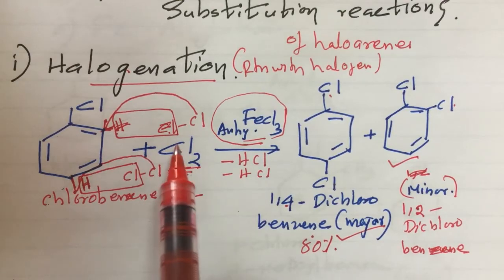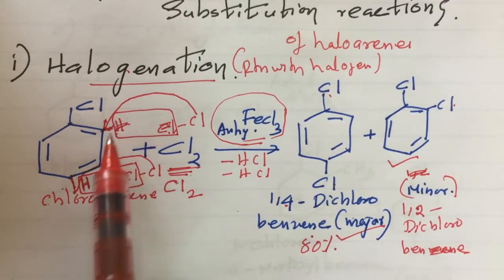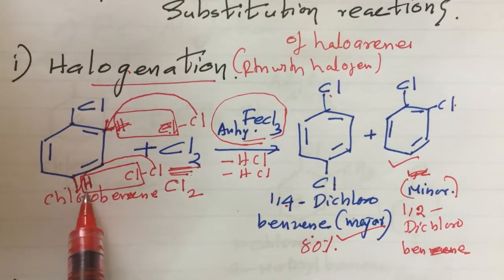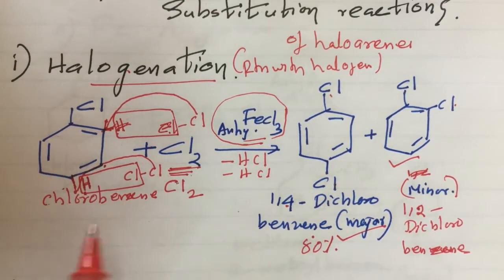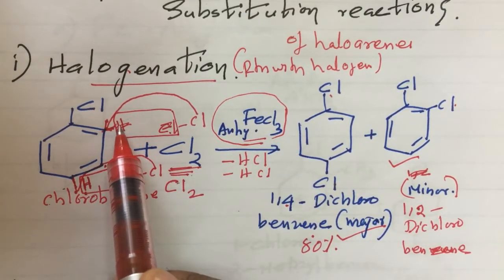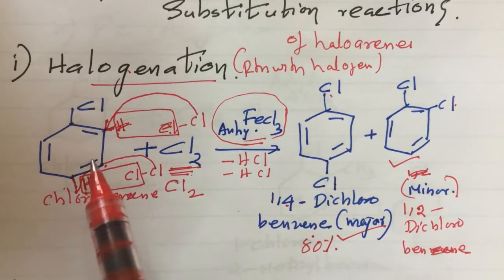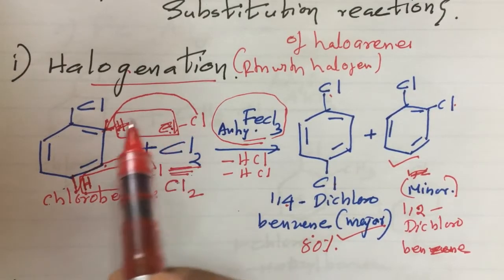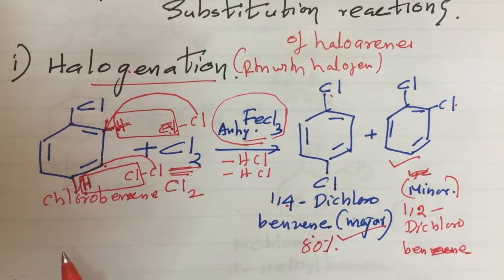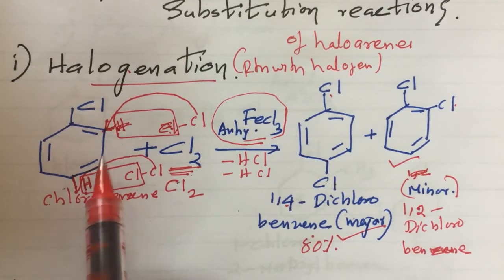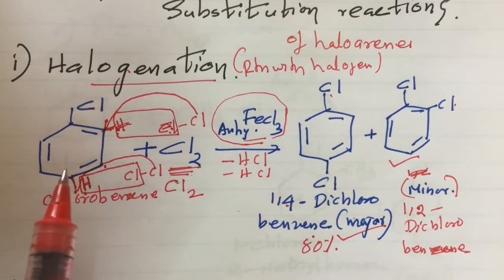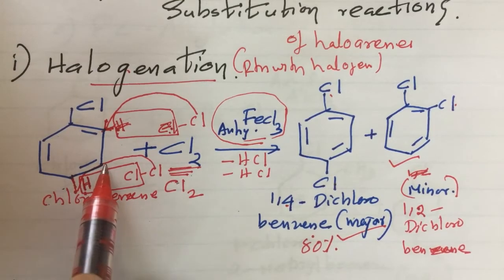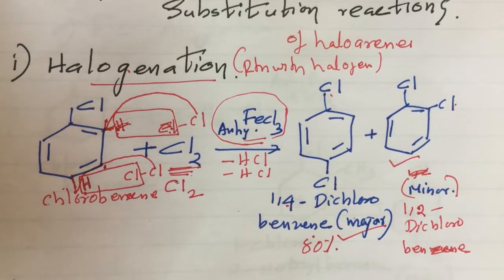And why does substitution take place only at ortho and para, not at meta position? The reason I already explained. Due to resonance, electron density is maximum at ortho and para. That is why Cl is replacing hydrogen from ortho and para position. At meta position, electron density is less, so electrophilic substitution reaction of haloarenes will not take place at meta position.